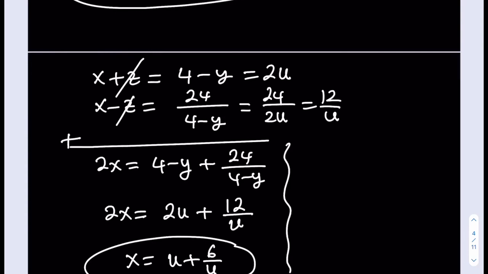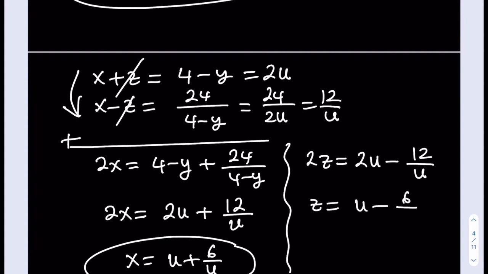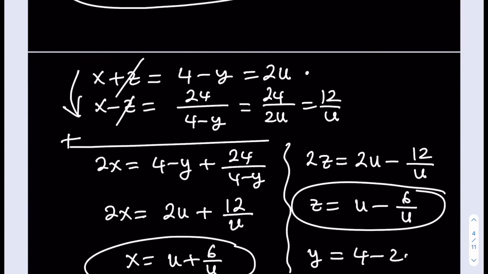If you go ahead and subtract these equations side by side, you're going to get rid of the x and you'll get 2z is equal to 2u minus 12 over u, and dividing by 2 will give you a similar result, which is pretty good because now I was able to get x and z in terms of u. How about y? Well, in this assumption here, I can easily solve for y, right? Y is going to be 4 minus 2u. So this is pretty good because now I'm able to represent each variable x, y, z in terms of a single variable, which is u.